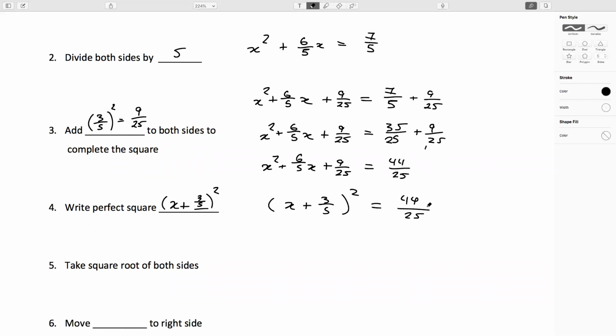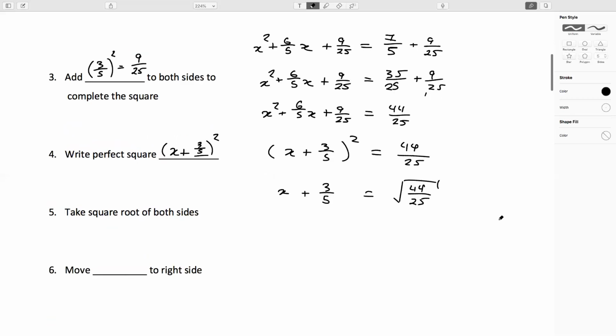We can then take the square root of both sides. x plus 3 over 5 equals the square root of 44 over 25. We should try to simplify this as best we can. With 44, we can pull a factor of 4 out. It's like 4 times 11. So it will become 2 root 11. And we can square root the entire 25, turning it into just a 5. And the left is still x plus 3 over 5.